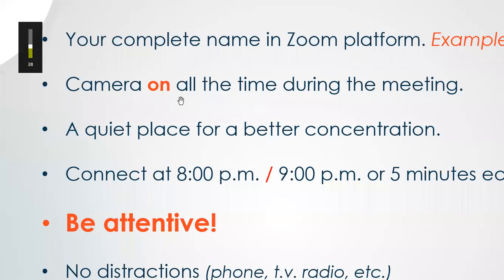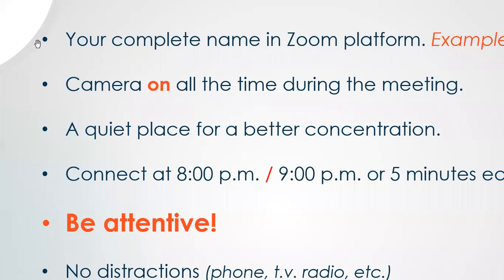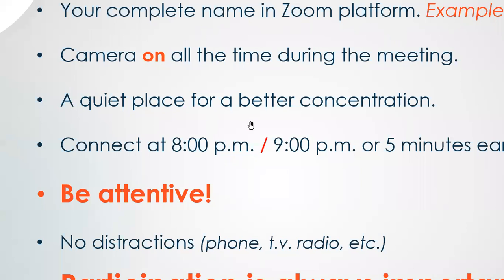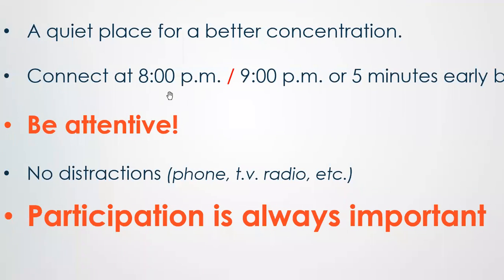Next. Number two, camera on all the time during the meeting. Okay, this is very important. Why? Because I can see you and you can see me and we can interact with each other. Great. Next. Three, a quiet place for a better concentration. Okay, a quiet place. It can be your room or a corner in your house, a place where you can pay attention to the class.